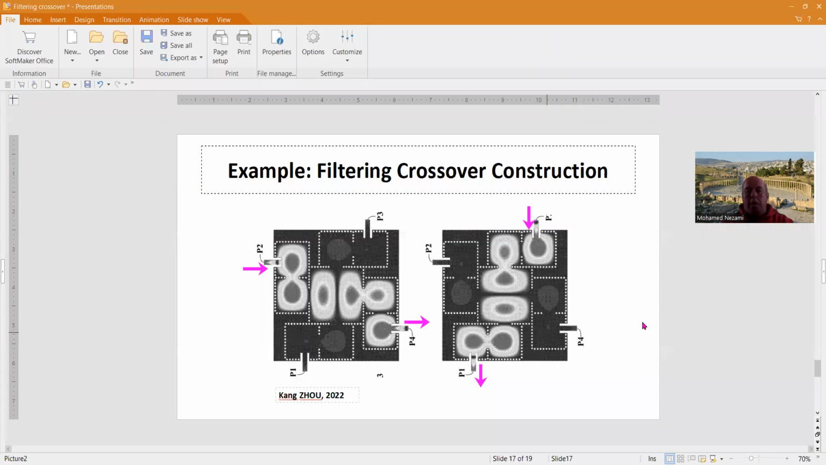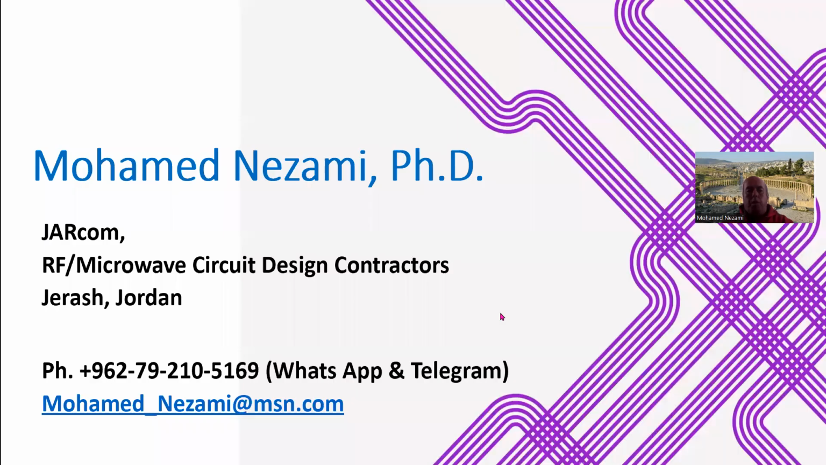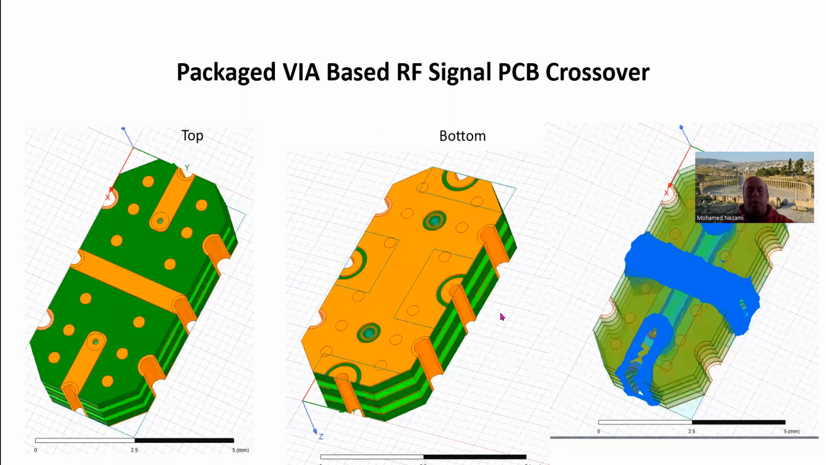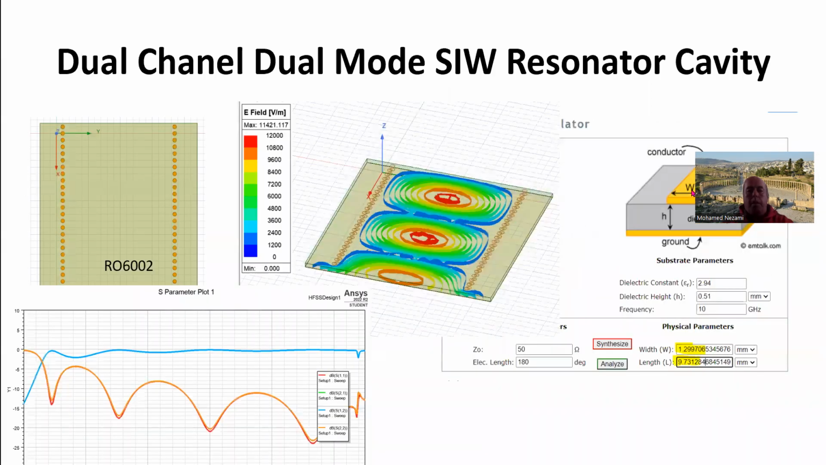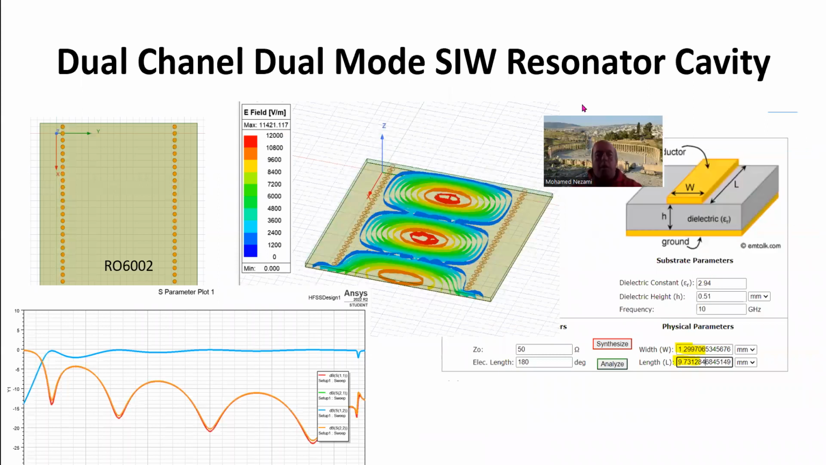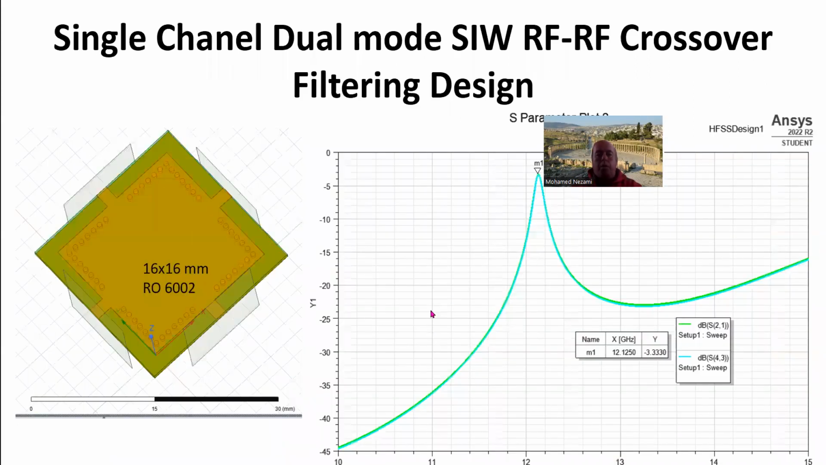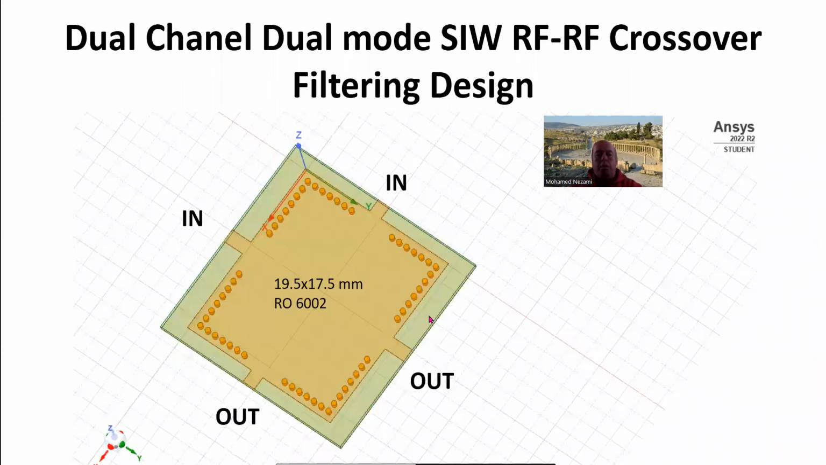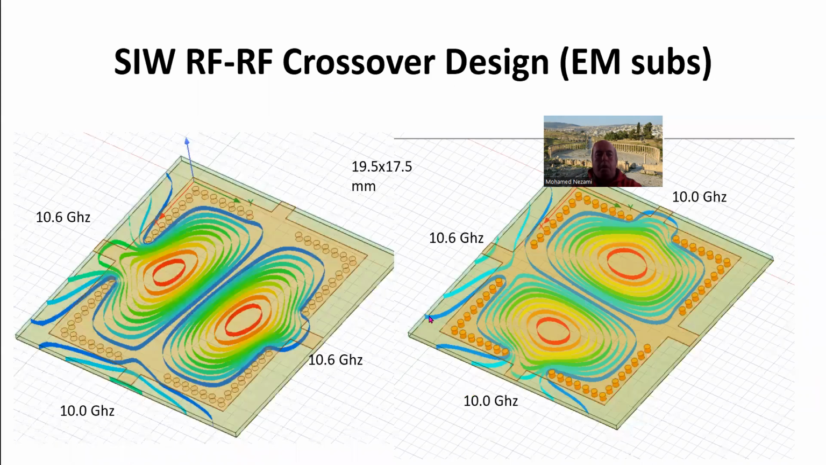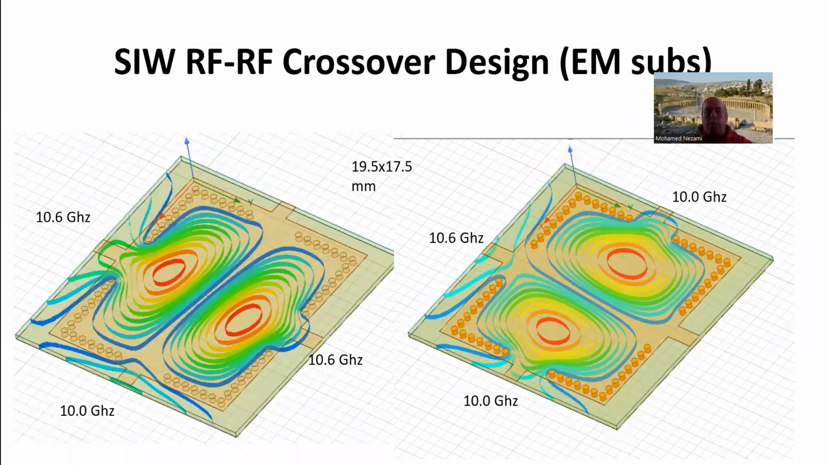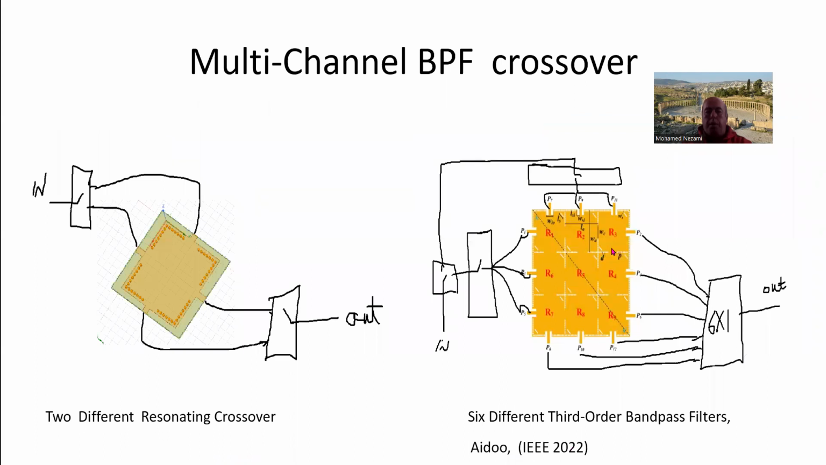Okay, so now we've done this, and so this is a multi-mode, multi-channel substrate integrated waveguide crossover. So where would you use this? I made a little sketch here. I borrowed this from IEEE.